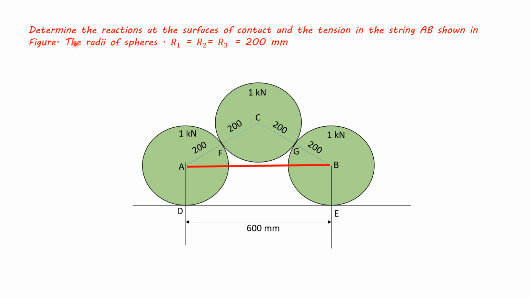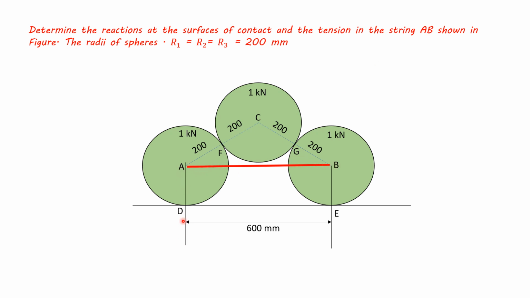Determine the reactions at the surfaces of contact and the tension in the string AB shown in the figure. The radii of the spheres R1, R2, and R3 are each equal to 200 mm. The three spheres have a self-weight of 1 kilonewton each. We have to find the tension in the string AB.